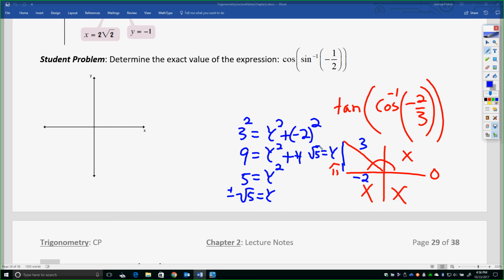So therefore, when I do the tangent now, because tangent's on the outside, that's opposite over adjacent. So that's root 5 over negative 2, which makes sense, because tangent is in fact negative in the second quadrant. And that is the end of part 2.